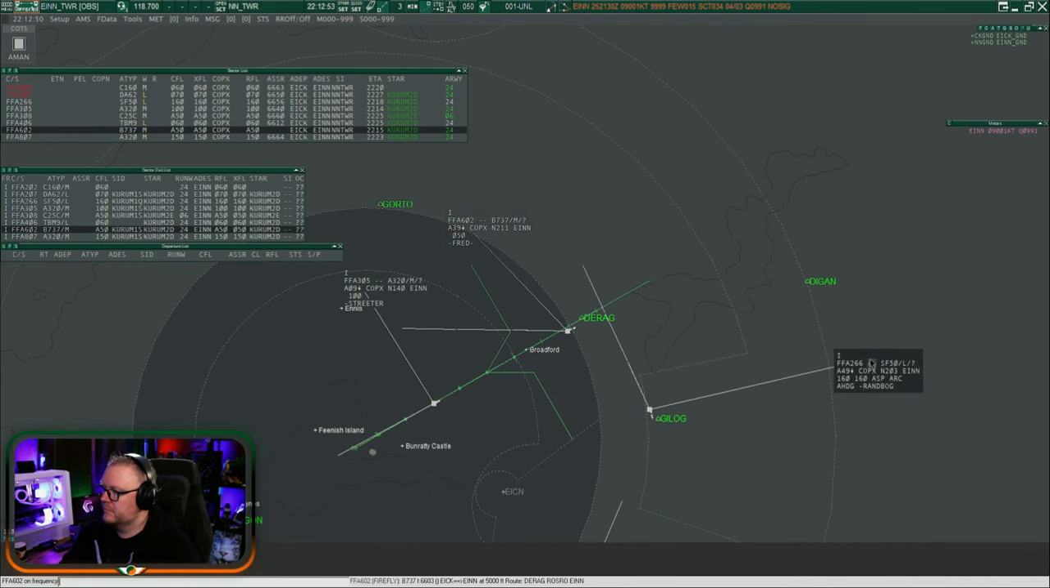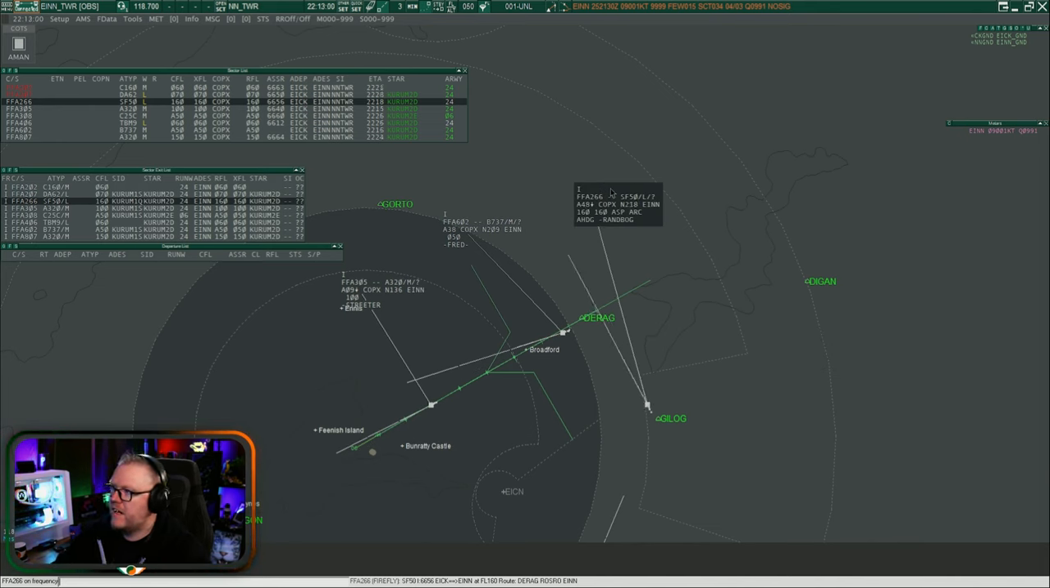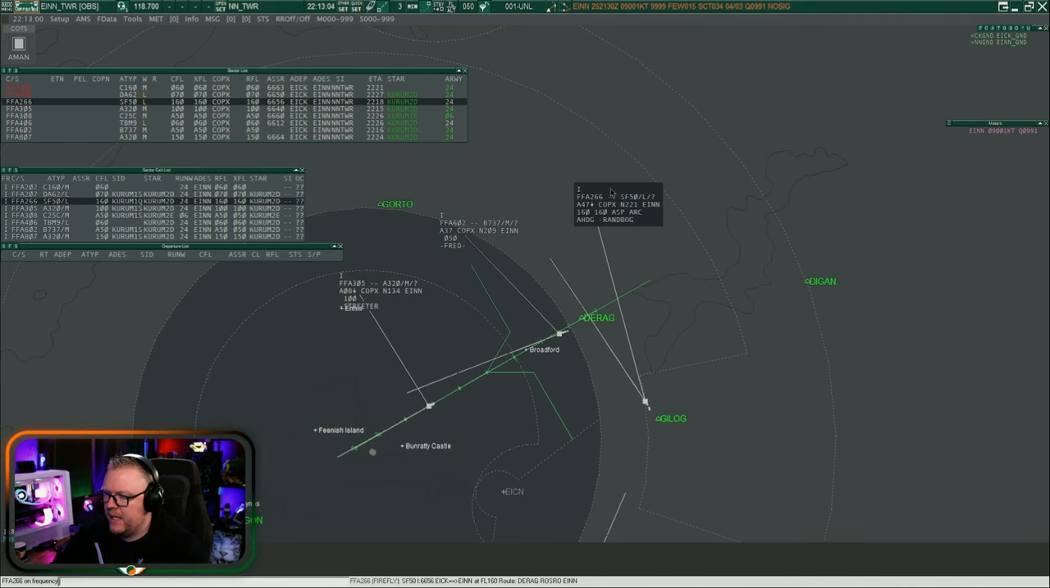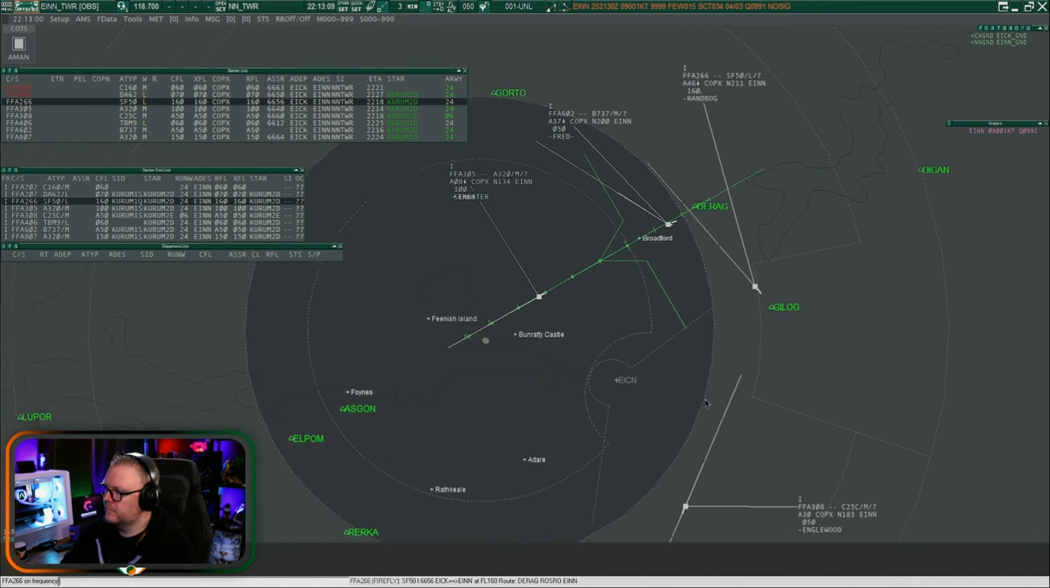Shannon Tower, Firefly 266 overhead Gillog, descending through flight level 55. Firefly 266, Shannon Tower, continue approach. Report back when established on the ILS. Continue approach, will report on the ILS, Firefly 266.